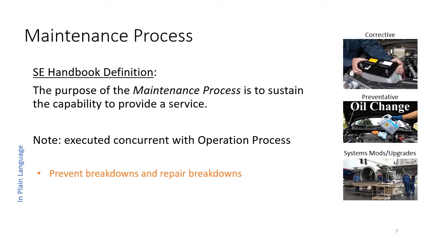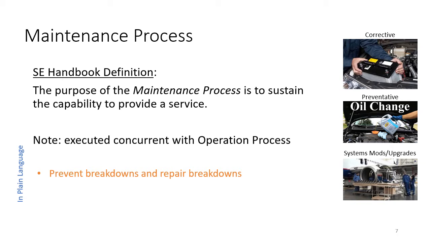The System Engineering Handbook defines the purpose of the maintenance process as to sustain the capability to provide a service. So note this is conducted concurrent with the operations process. So this is making sure that the operations process can work effectively by maintaining the system. In simple language, it is intended to prevent breakdowns, and when breakdowns do occur, to repair them.